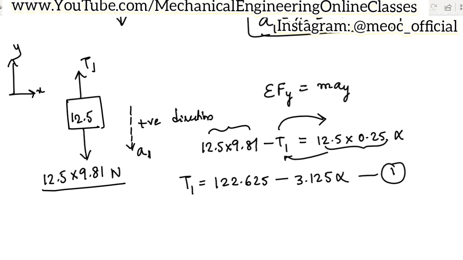So we got one relation between T1 and alpha with the FBD of the 12.5 kg block. Now let us draw the FBD of another block.